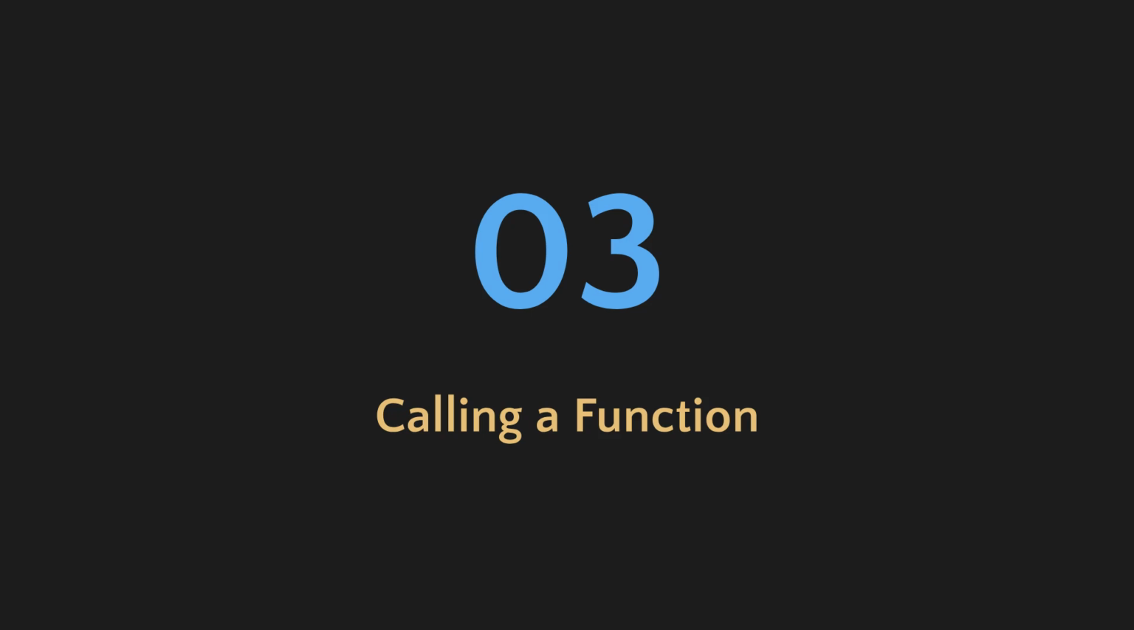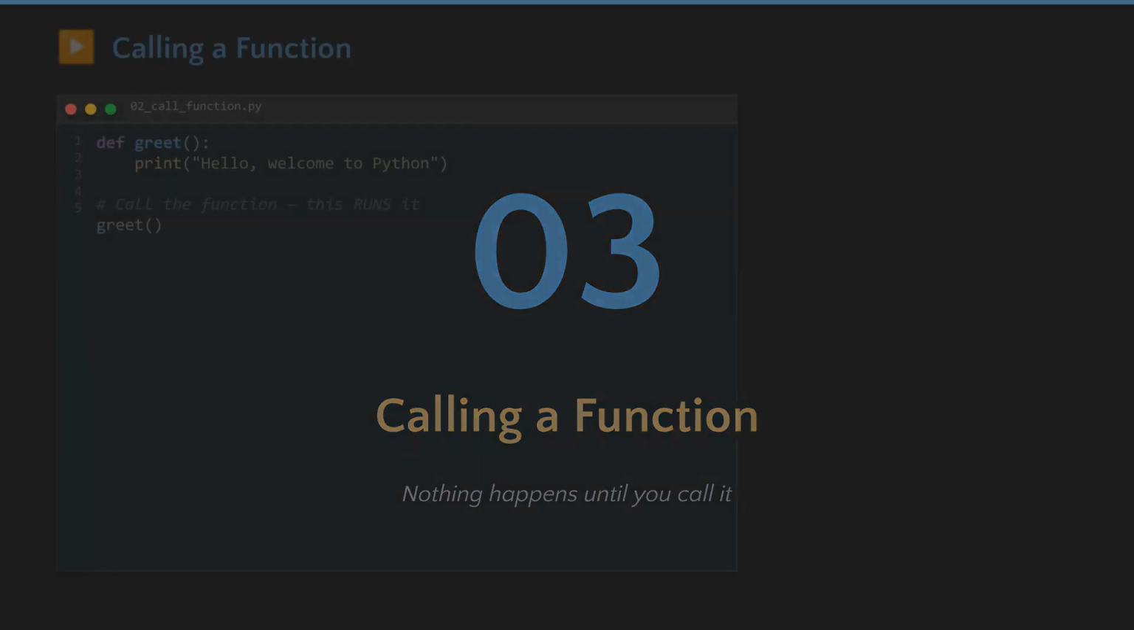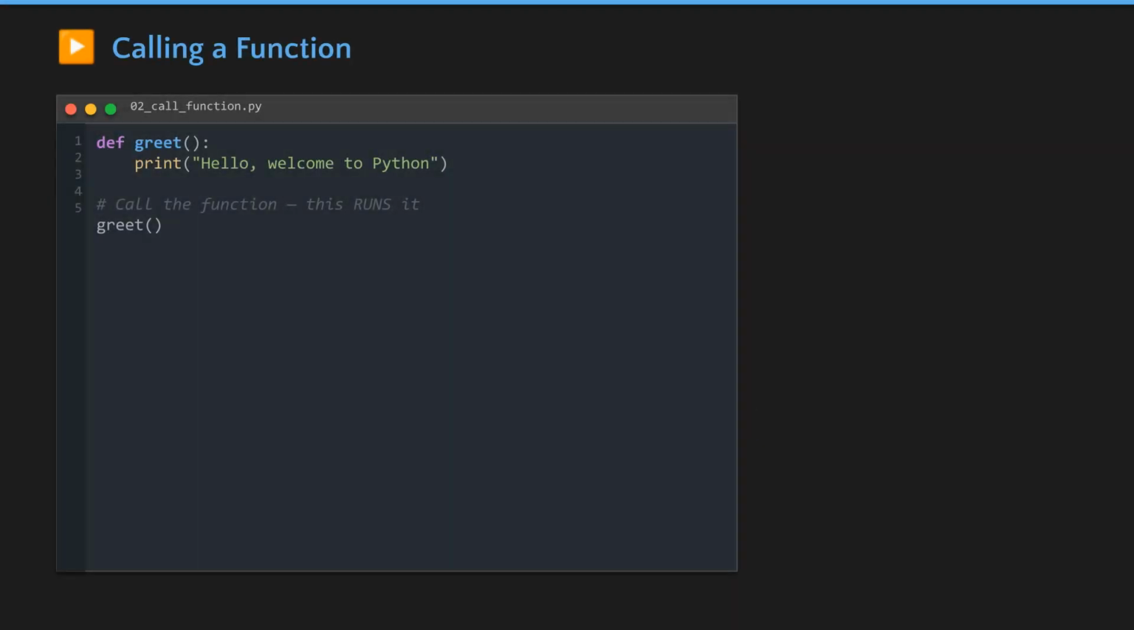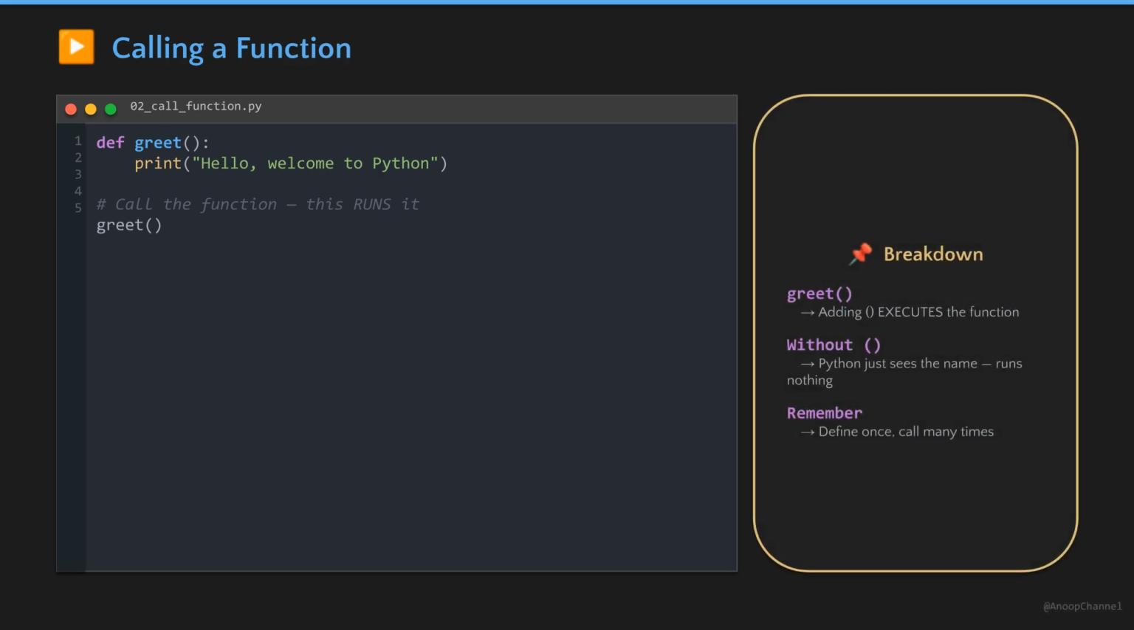Moving on to step 3, calling a function. Defining a function doesn't execute it. Nothing happens until you actively call it. To call the greet function, you simply write greet with the parentheses. The parentheses are critical as they execute the function. Without them, Python only sees the function name, and nothing runs. Remember, define once, call many times.